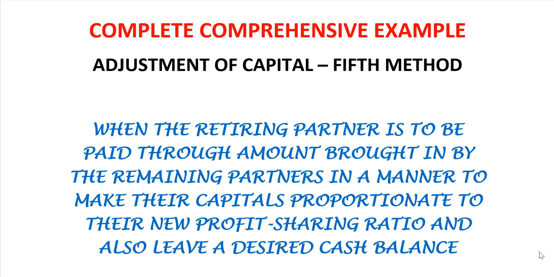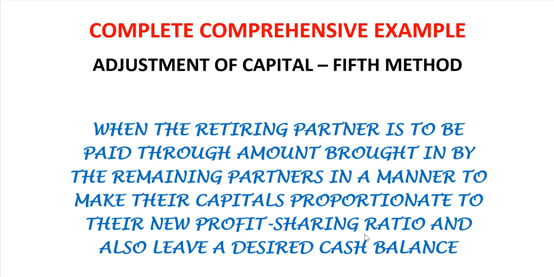Hi, in this video, we will solve a complete comprehensive example under the fifth method of adjustment of capital at the time of retirement of partner. This fifth method is when the retiring partner is to be paid through amount which is brought in by the remaining partners in a manner to make their capitals proportionate to their new profit sharing ratio and also leave a desired bank balance.